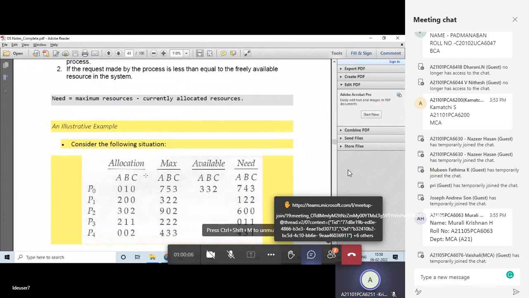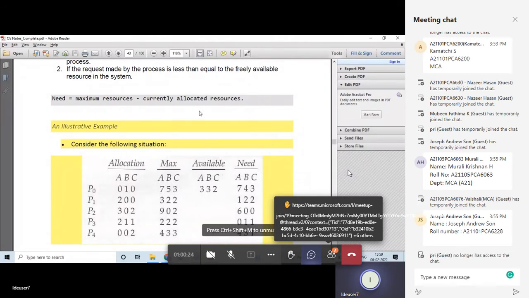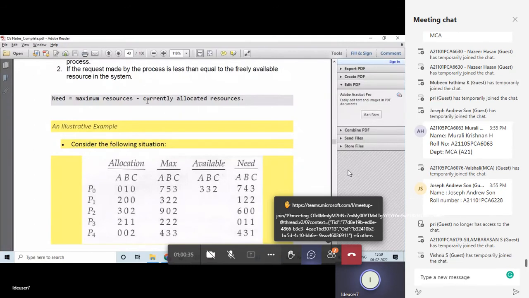So for our particular example, there are totally 10 A resources. The total number of A resources is equal to 10, the total number of B resources is equal to 5, and the total number of C resources is equal to 7. I forgot to mention the total number of resources available here. So A is equal to 10, B is equal to 5 and C is equal to 7.